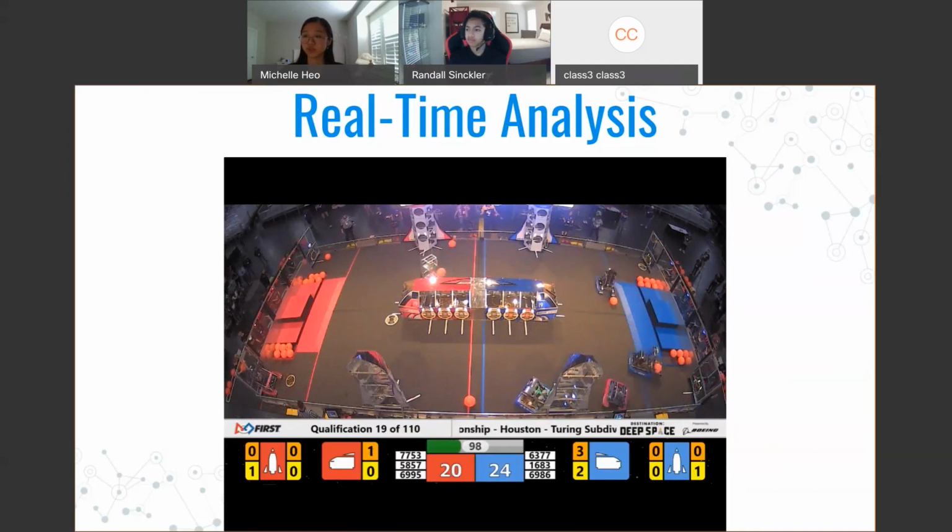We are the Blue Alliance for this match, and we are the team with the cargo pod in its possession.